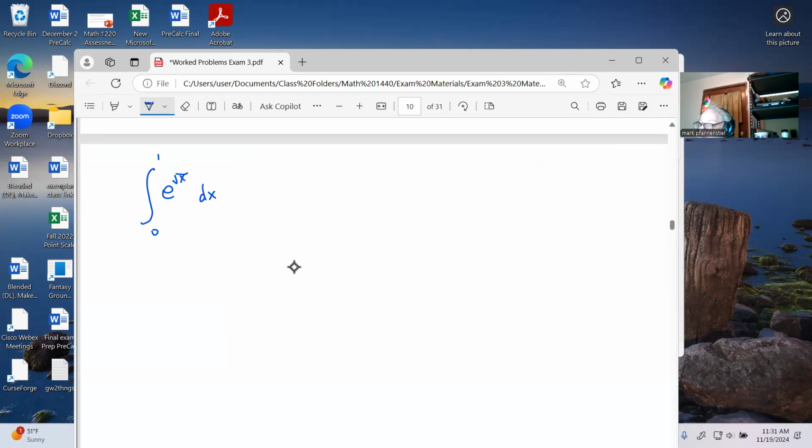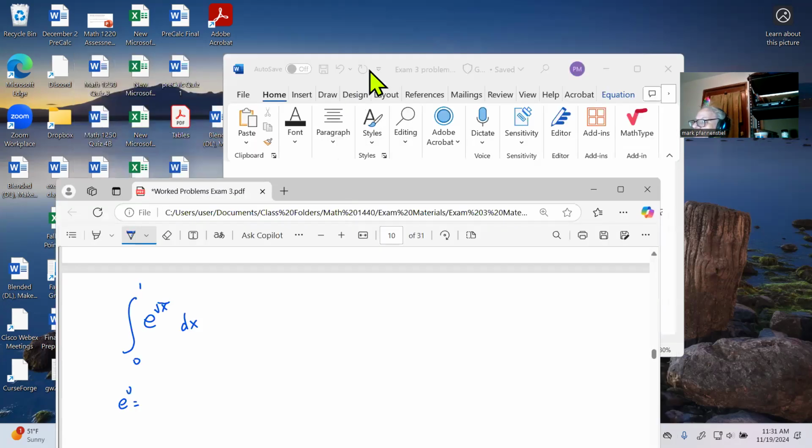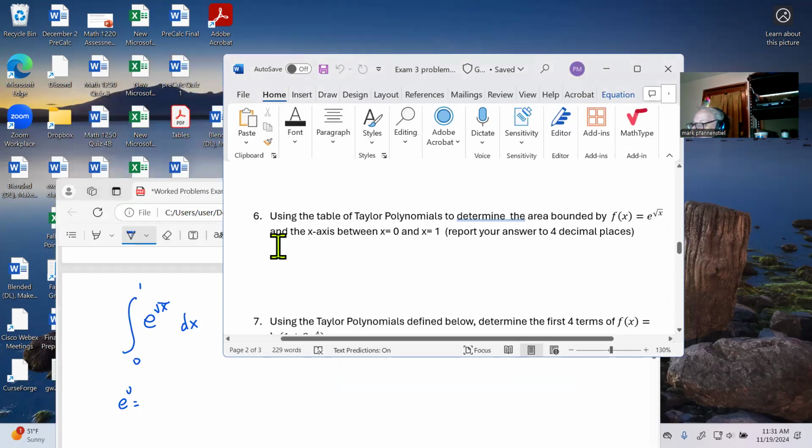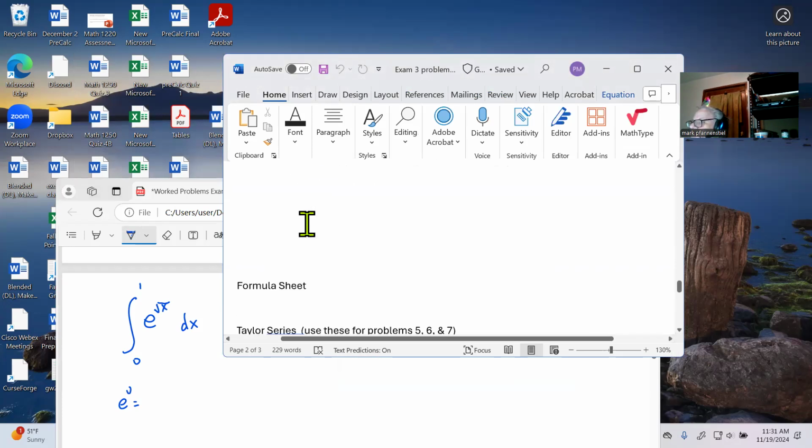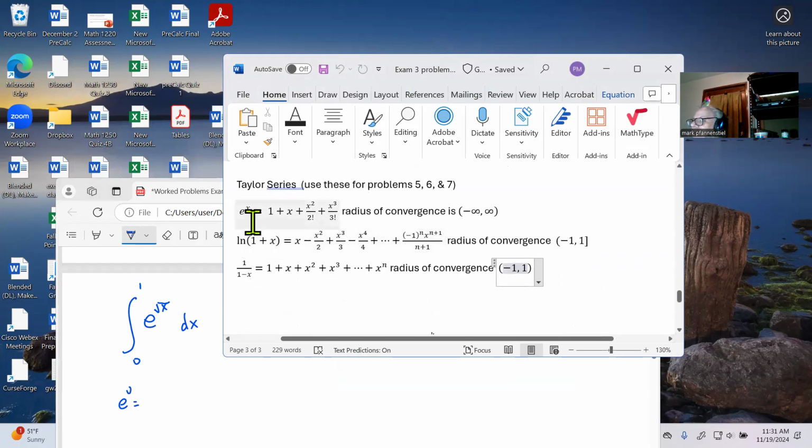So what we do is we say, you know what? We're going to use Taylor polynomials to approximate e to the square root of x as a polynomial, and then integrate this thing. So looking back, e to the u as a Taylor polynomial: you have a table, and I'm looking for the e to the x one. It's 1 plus x plus x squared over 2 plus x cubed over 3 factorial plus dot, dot, dot.